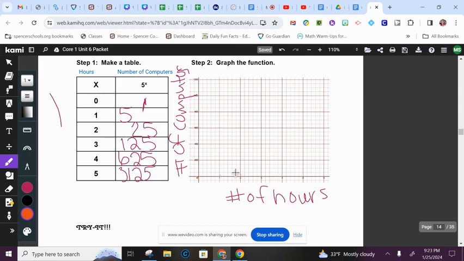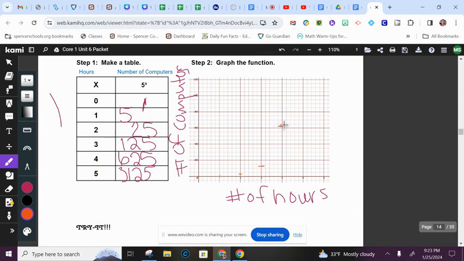It's about right there. See if I can make a line. Maybe that'll be easier to see. At 3, we have 125. So 50, 100, 125. So somewhere right there. At 4, we have 625. So notice how fast we're growing.